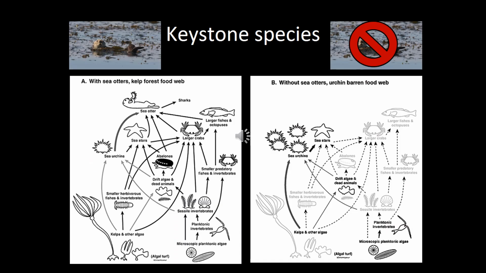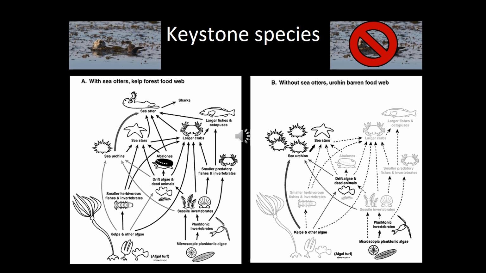This is a little bit deeper dive into looking at sea otters and the role they play as a keystone species. If you look at a marine habitat with sea otters in the kelp forest, the sea otters are eating the sea urchins and sea stars, crabs, sometimes larger fish. Those things feed on other organisms like algae, abalone, and smaller herbivorous creatures which eat the seaweed itself.